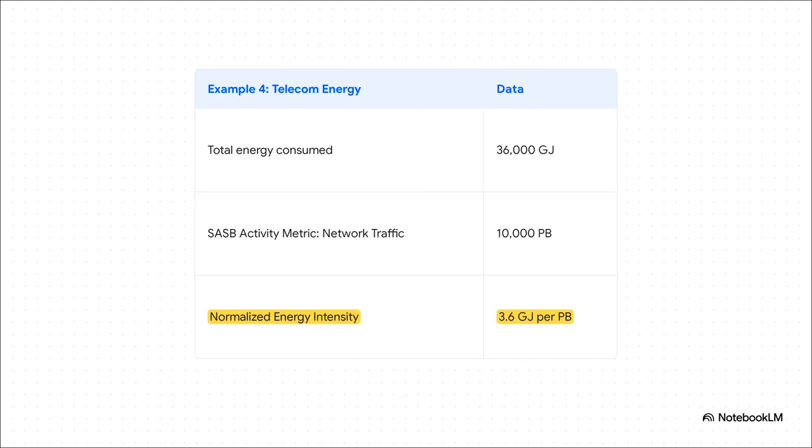the road. And for our last example, let's look at the power of a really specific SASB activity metric. For a telecom company, normalizing their energy used by revenue, it doesn't really capture their core business. The SASB standard gives us the perfect metric, network traffic measured in petabytes. So you divide the 36,000 gigajoules of energy by 10,000 petabytes of traffic, and you get this incredibly insightful metric, 3.6 gigajoules per petabyte. Now, that is the kind of metric that lets you do a precise, meaningful comparison of efficiency across the entire telecom industry.